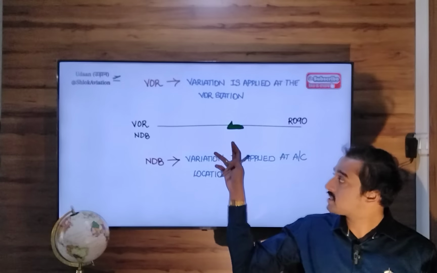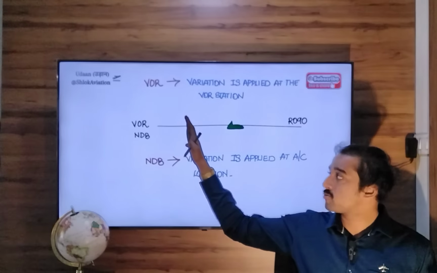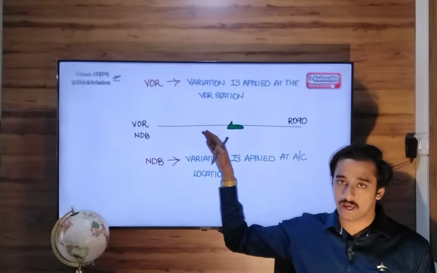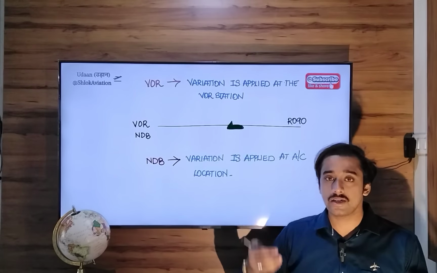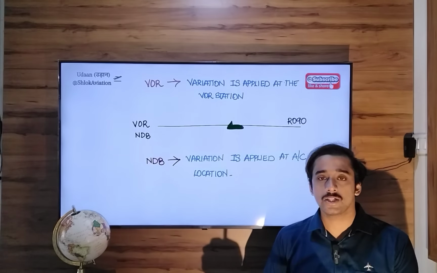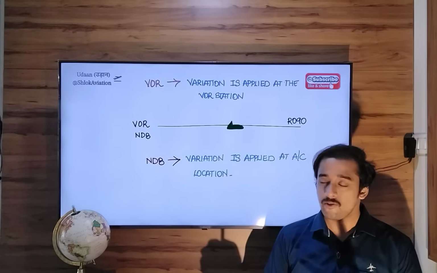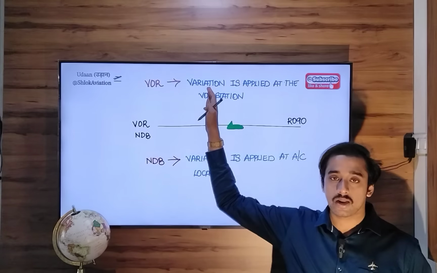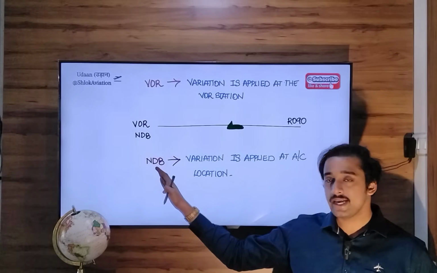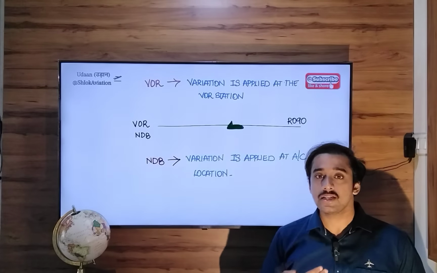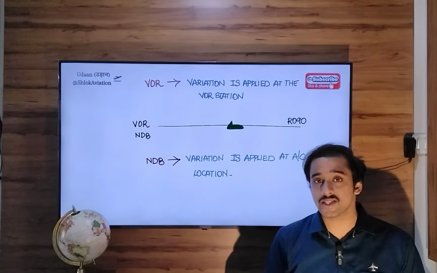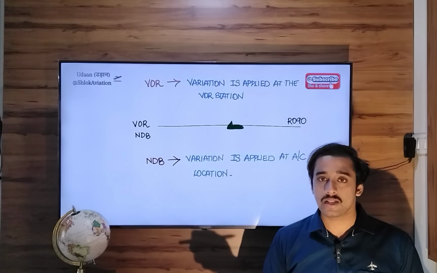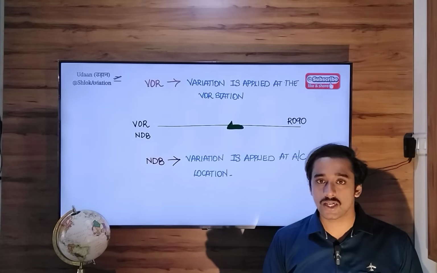But here is the aircraft. Now the aircraft will fly from A to B to C. It will go on flying. And as it flies across different areas, different regions, different countries, the variation will change from place to place. Therefore, in case of VOR, the variation remains constant, but in case of NDB, the variation is constantly changing because the aircraft is moving. It doesn't stay at one place. And therefore, in case of NDB, variation will be changing along with aircraft movement.